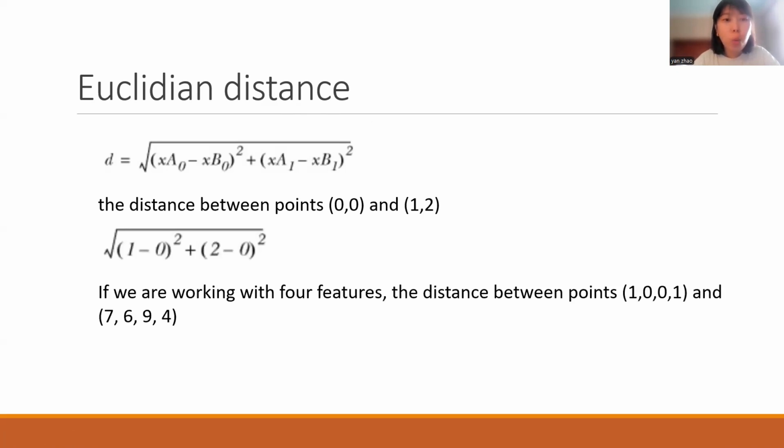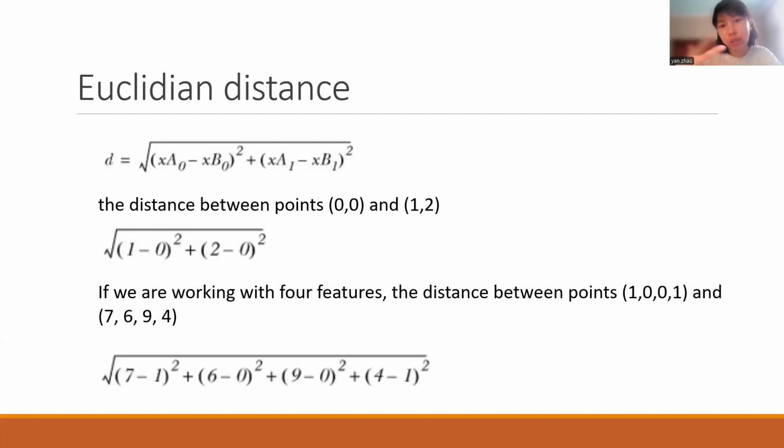Great. But what if we are working with 4 features? Like the distance between points (1, 0, 0, 1) and (7, 6, 9, 4). Now these are points with four numbers. It's like a vector. It doesn't only have x, y, but it has four features. Any volunteers? Okay, perfect. Still the same way.